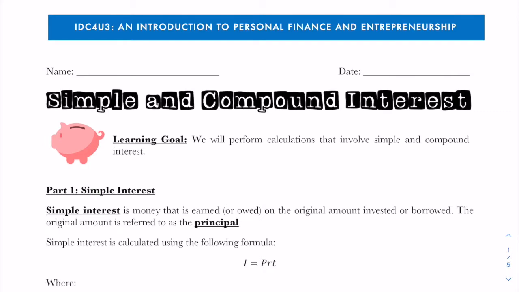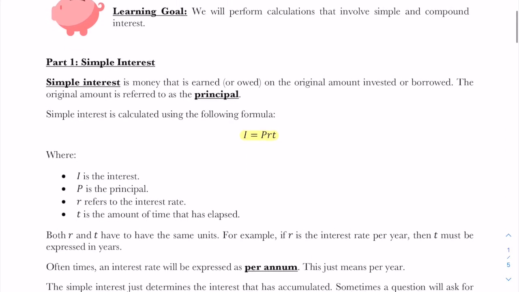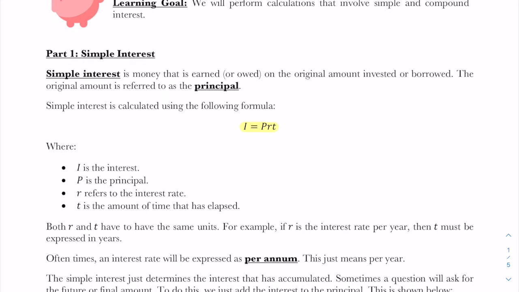I equals P times R times T, where I is the interest, P refers to the principal amount, R is our annual interest rate, and T would be the amount of time that has elapsed.